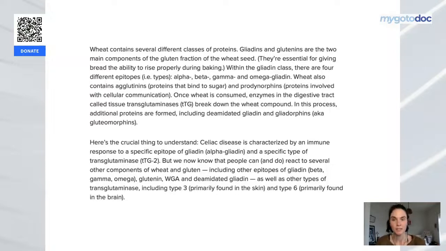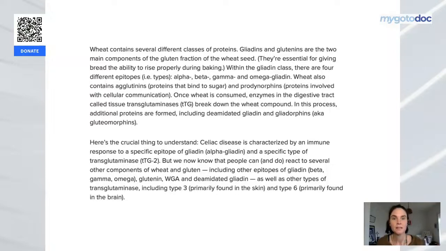So I'm going to read just this. This is a little bit dense in terms of understanding what the difference between celiac and non-celiac gluten sensitivity is, but this is a really important aspect to understand if you want to be diagnosed with non-celiac gluten sensitivity. So wheat contains different classes of proteins. Gliadins and glutenins are the two main components of the gluten fraction. So they're essential for the stickiness that we get and the ability for bread to rise during baking.